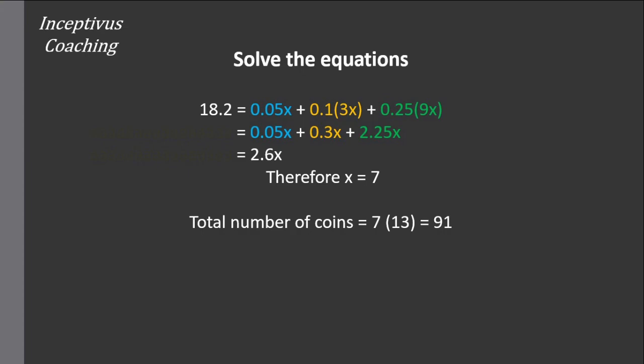Next, we can simplify the coefficients by dropping the brackets. So 0.1 times 3 gives you 0.3, 0.25 times 9 gives you 2.25, and 0.05x plus 0.3x plus 2.25x together, that's 2.6x when you collect the like terms. And we can solve that x must be equal to 7. Therefore, the total number of coins is 13x, so we substitute 7 in for the x. We have 7 times 13, and the result is 91 coins in total.